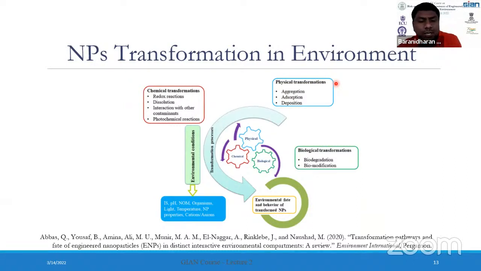And then chemical transformation, redox reactions. Or otherwise the dissolution of metal nanoparticles to metal ions, and interaction with other contaminants. That is what I was mentioning earlier. With respect to any of the other metals or recalcitrant waste present in the wastewater, what happens to them? Are they really competent enough to target those materials in wastewater? And then photochemical reactions. So with the help of sunlight, how do they behave? So that is one such thing.